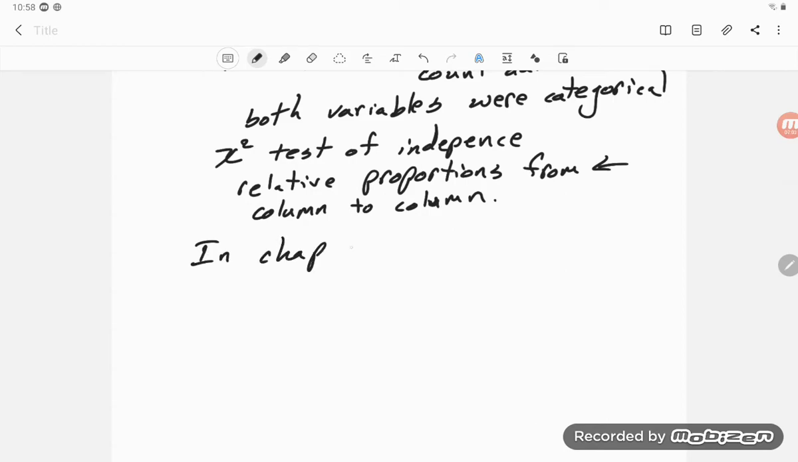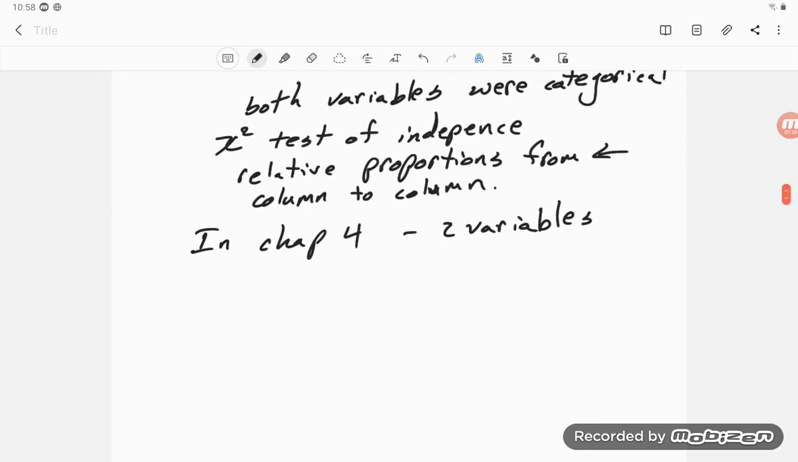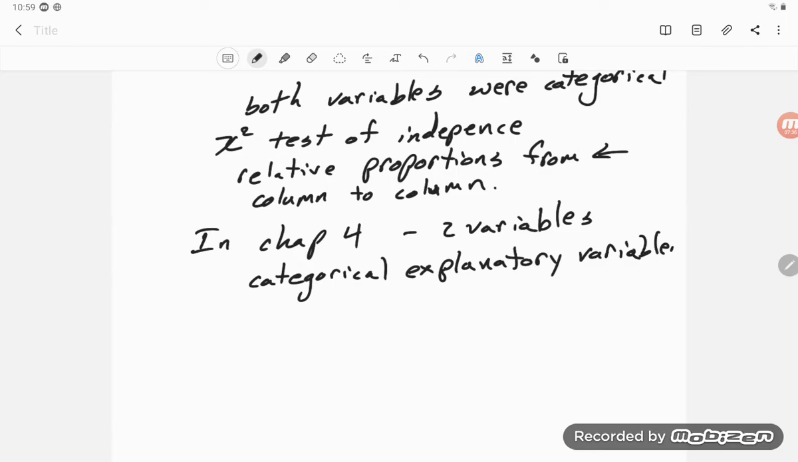Okay, so in Chapter 4, now, when we go to two variables, and we want to ask those kinds of questions about dependence and independence, this time, it's not count data. What happens is that we have categorical explanatory variables, but now we have numerical response variables.